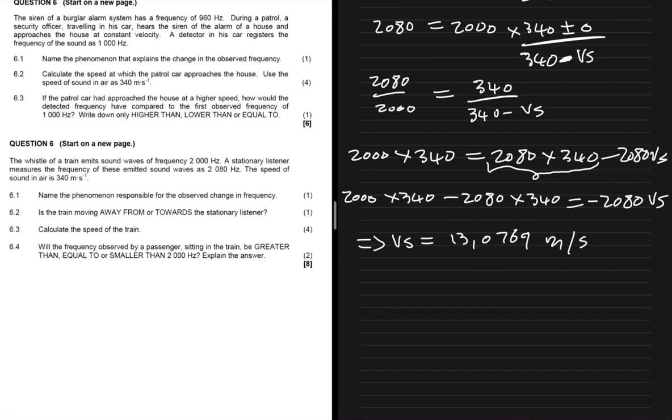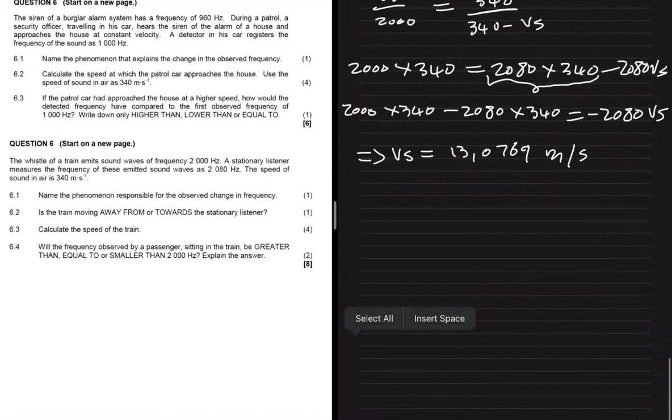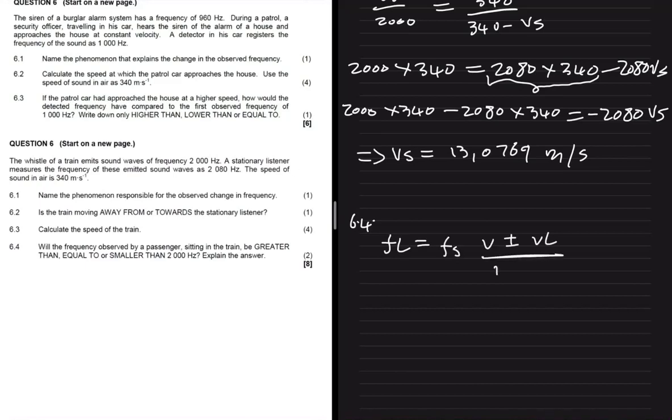Explain the answer. Will the frequency observed by a passenger... Oh, okay, the passenger is in the train. So if the passenger is in the train, yeah, interesting question. 6.4, let's stick to the formula again like we always do. FL equals Fs, V plus or minus VL, divided by V plus or minus Vs.